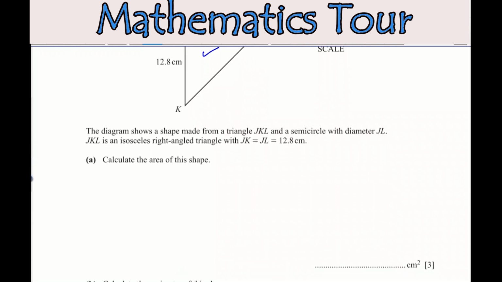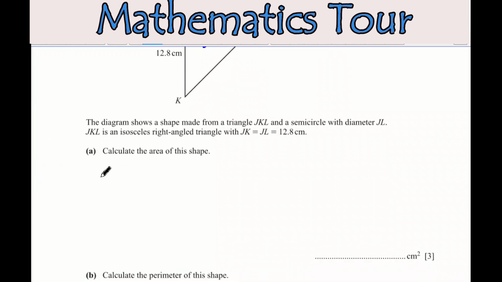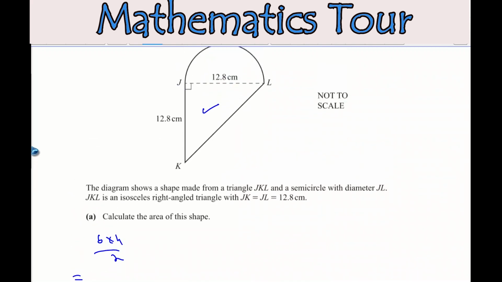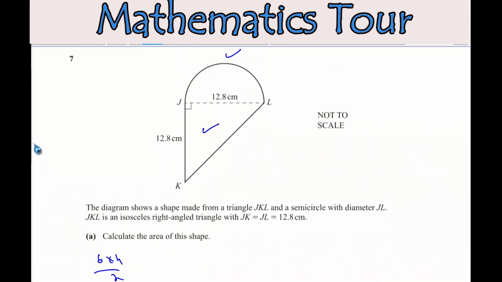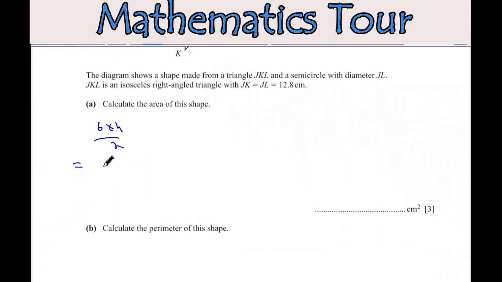So let's quickly do that here. For the area of the triangle, it will be base times height over 2. This is the base, 12.8 centimeters, and the height is also 12.8 centimeters. So you can have 12.8 centimeters times 12.8 centimeters. I can equally write 12.8 squared. We can write it like this. So if you divide this by 2, this will give us 81.92. That is the area of the triangle.